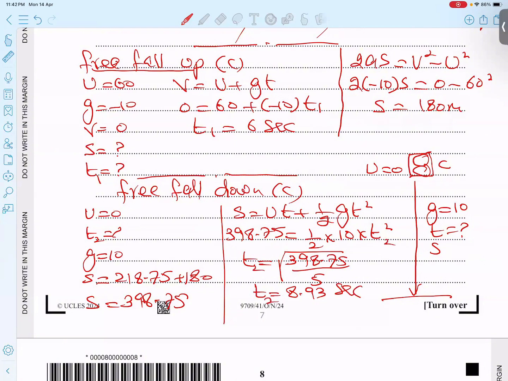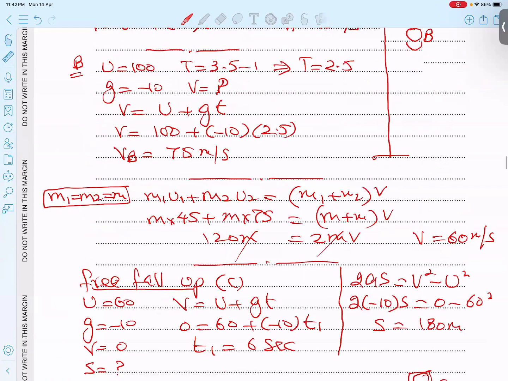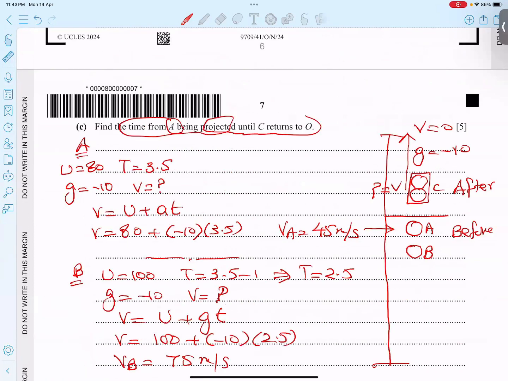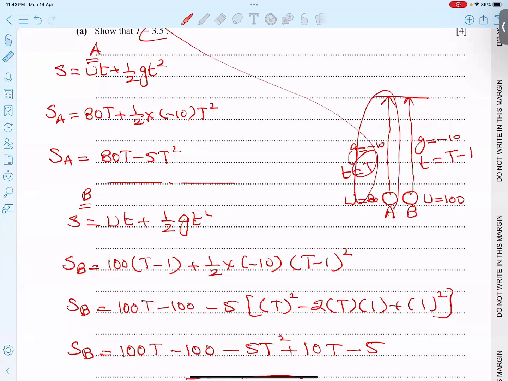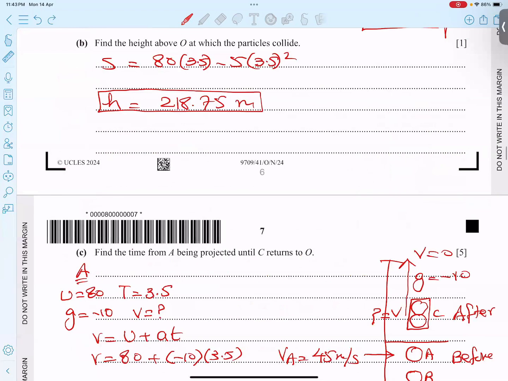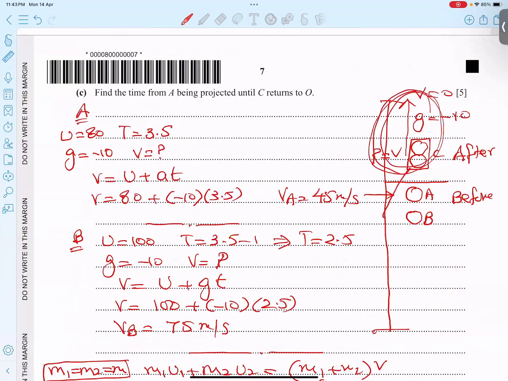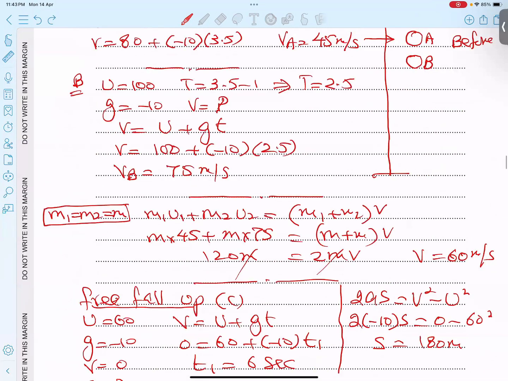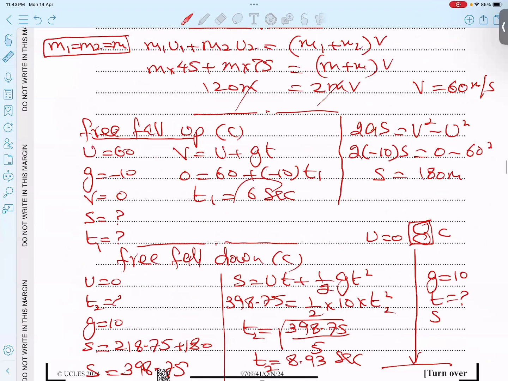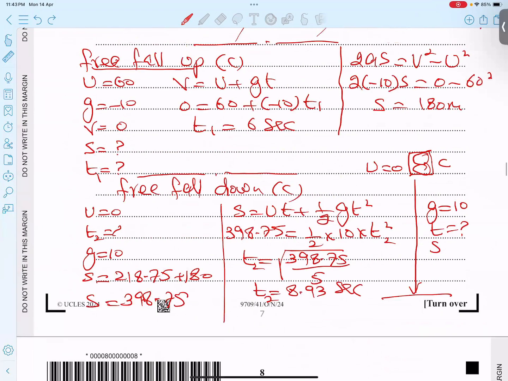And now what is the question he was asking? Start from A, projectile's beginning, return to O. If you look carefully, starting from here, first it takes time, that is 3.5. After 3.5, this time I just got here, 6 seconds. So if I check carefully, the total time is 3.5 plus 6 plus 8.93.